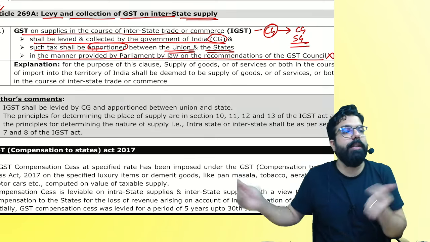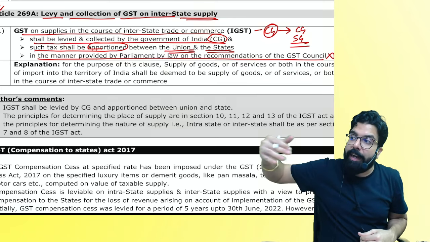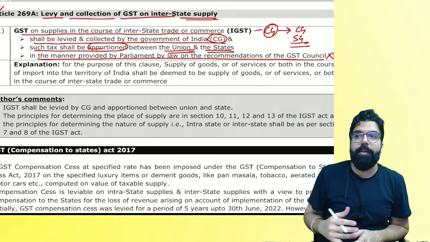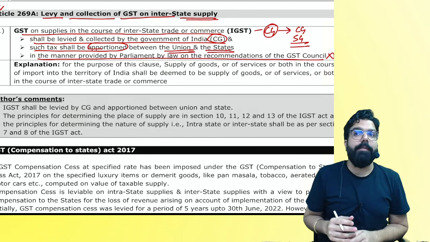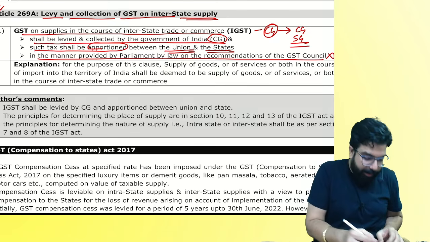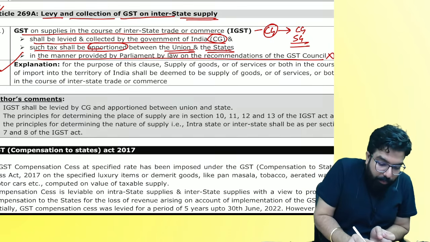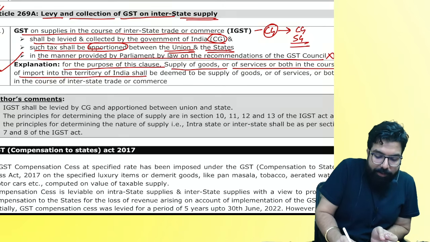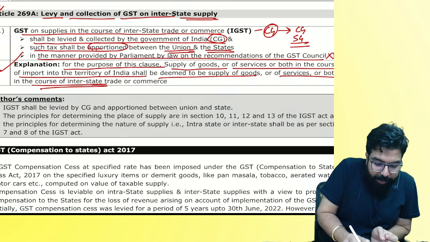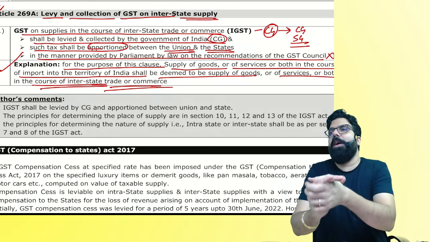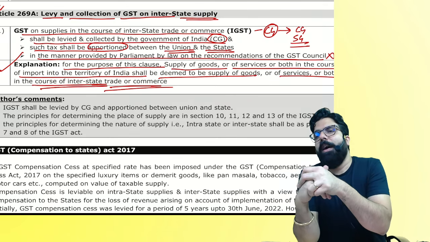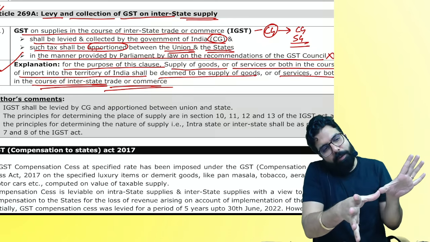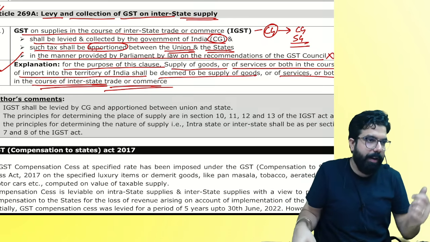Are we all clear? Tell me one thing, importing from outside India, intra or inter? Getting goods from outside India, intra or inter? Inter. In inter, what will be charged? Who told this? I did not say it. Here, see, for this purpose, supply of goods or services in the course of import shall be treated as what, everyone? Interstate trade or commerce. Can you tell me, everyone, in interstate, what will be levied? IGST. IGST will be collected by whom? The Central government will divide between whom? Center and state. Is my point clear, everyone?